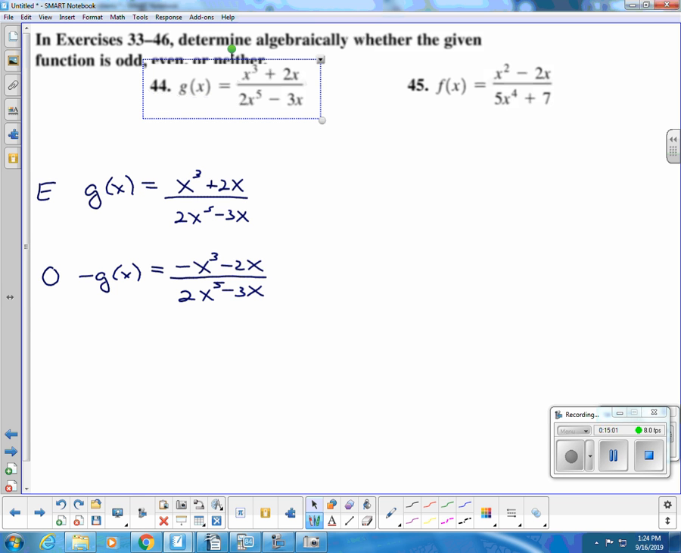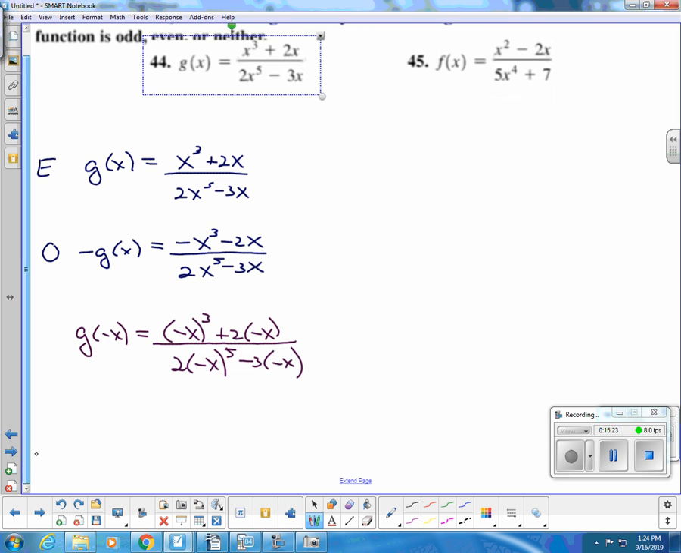Okay, so that's what we have to match. So we are going to plug in a negative x and see where we are. So we have negative x cubed plus 2 times negative x, all over 2 times negative x to the 5th minus 3 times negative x. We have all odd exponents, so all those negatives are going to stay and get pulled out in front of each term.